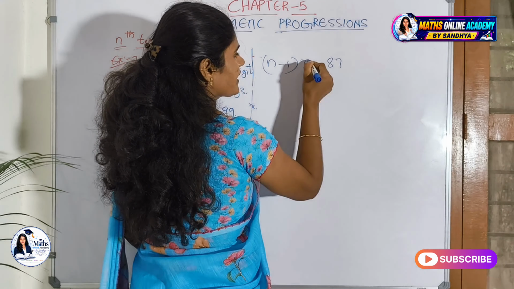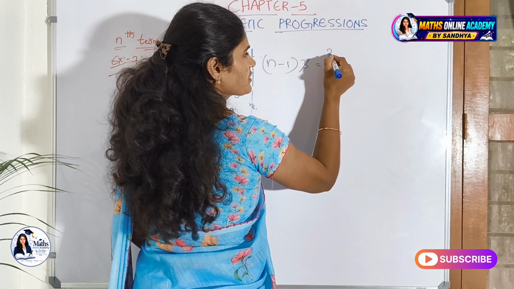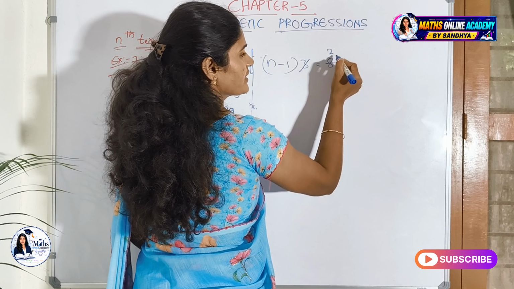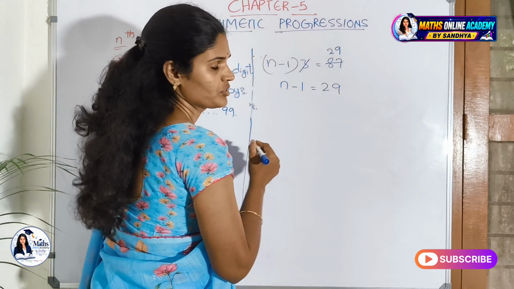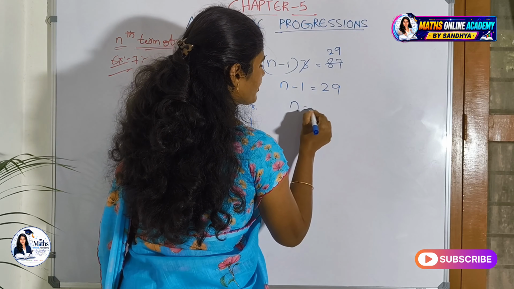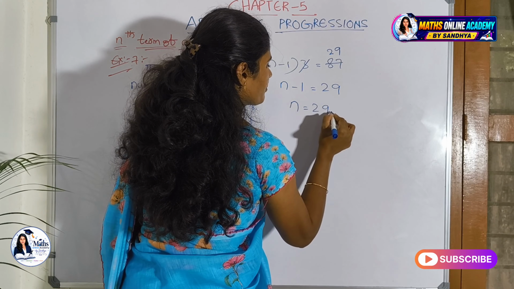87. So that gets cancelled. 3 1s are 3, 3 2s are 6, and 3 9s are 27. So n minus 1 equals 29. Okay, so n equals 29 plus 1. Therefore n equals 30. So n equals 30 means how many numbers?